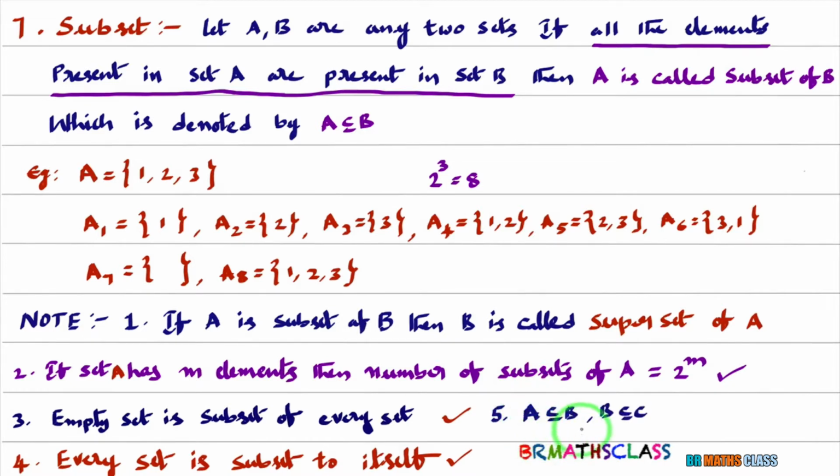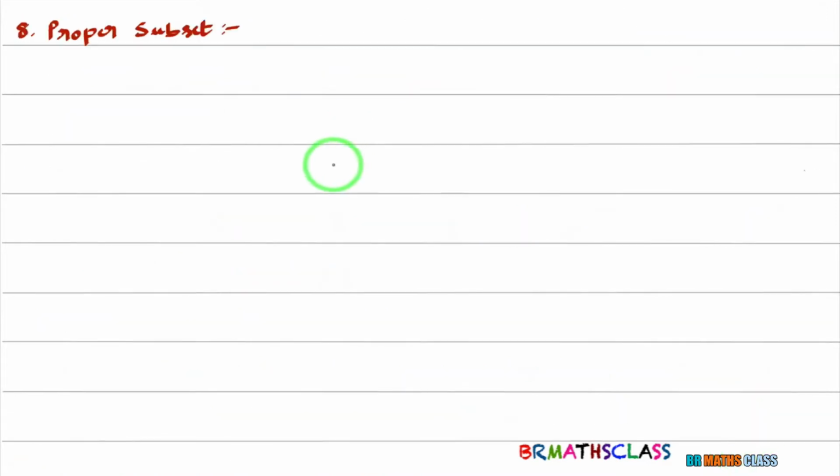If A is a subset of B and B is a subset of C, then we can write it as: all the elements present in A are present in B, and all the elements present in B are present in C. Then directly we can write A is a subset of C. This can be understood very easily. Eighth synopsis is proper subset.